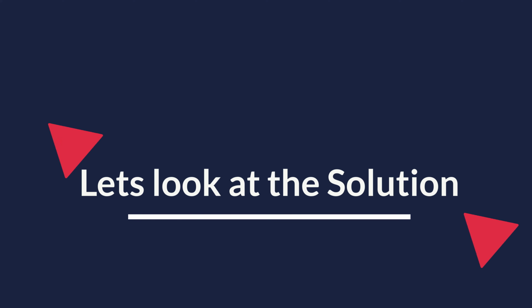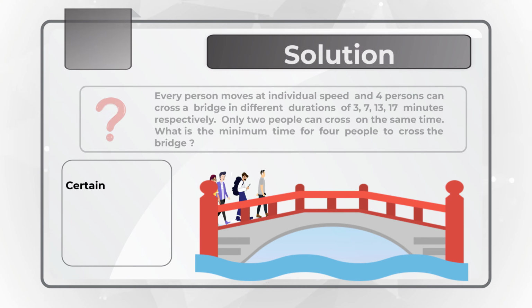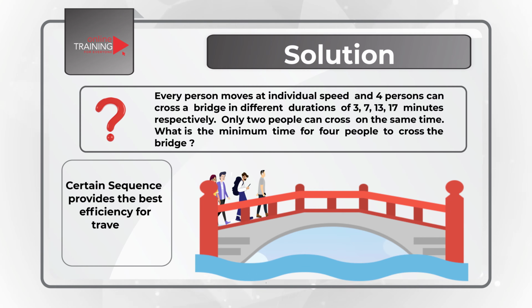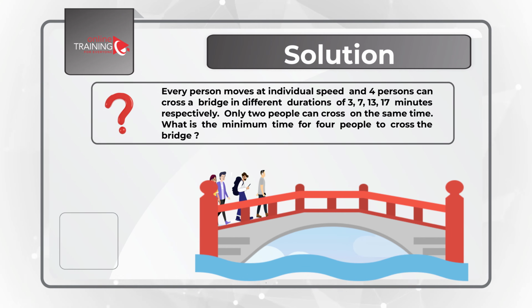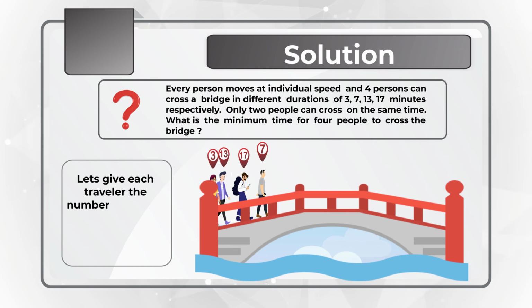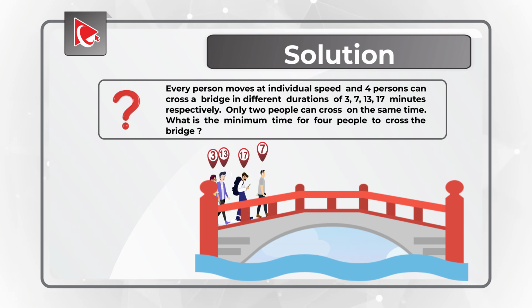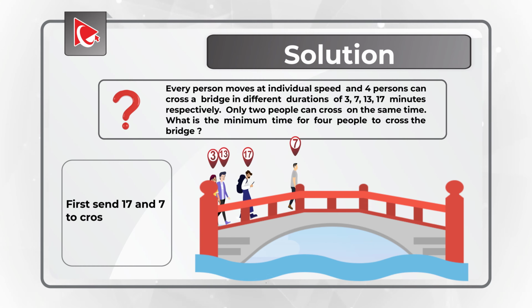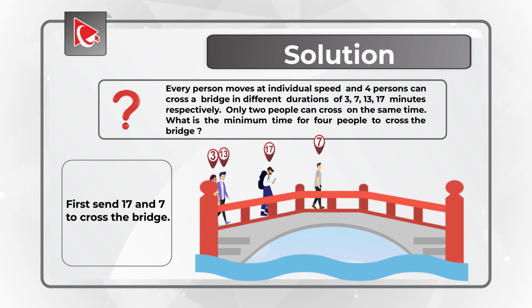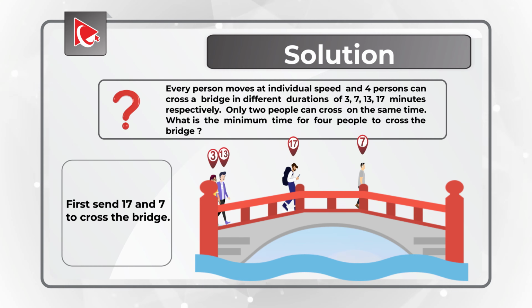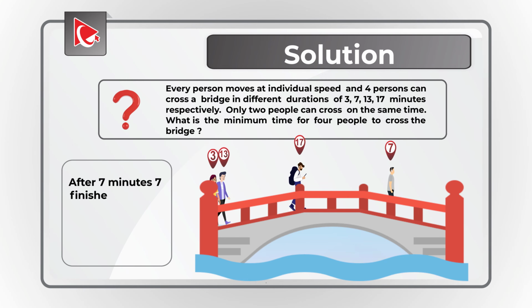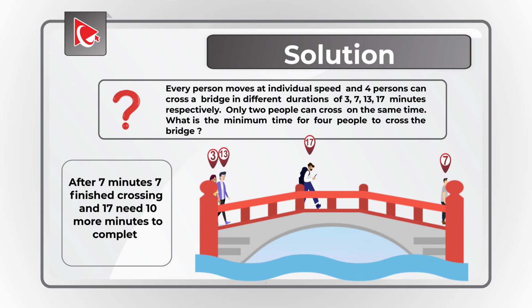As you might have determined, a certain sequence provides the best efficiency for travelers to cross the bridge. Let's give each traveler a number based on the speed this person can cross the bridge. We will first send number 17 and 7 at the same time to cross the bridge. After 7 minutes, number 7 finished crossing the bridge, and number 17 needs an additional 10 minutes to complete the travel.